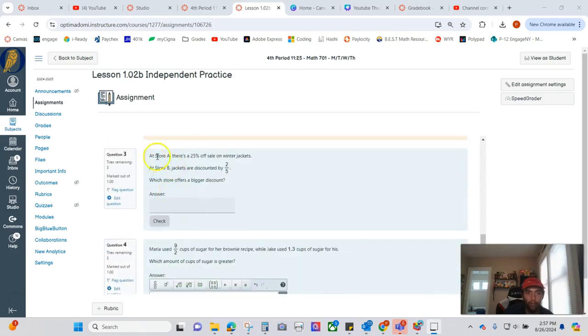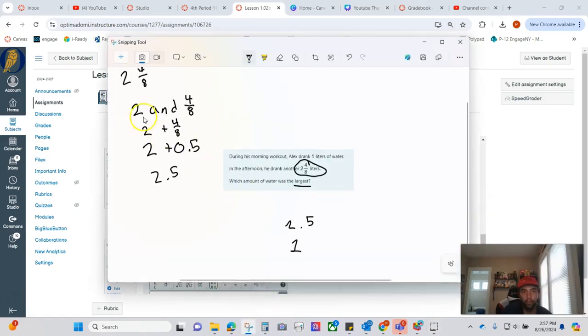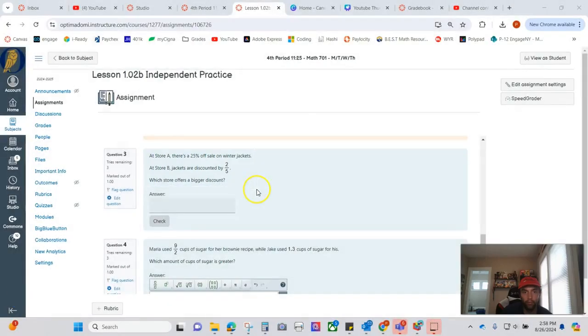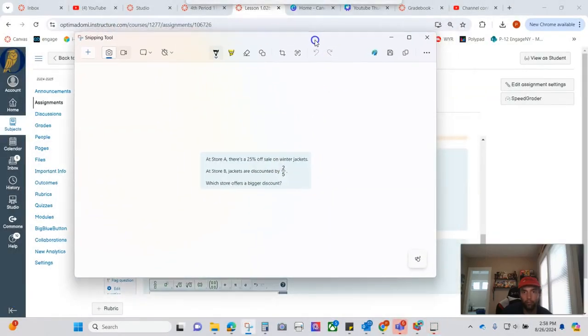Question 3. At store A, there's a 25% off sale on winter jackets. Store B, the jackets are discounted by 2/5. Which store offers the bigger discount? The most off. So we want the bigger discount. One store is 25% off, one is 2/5.